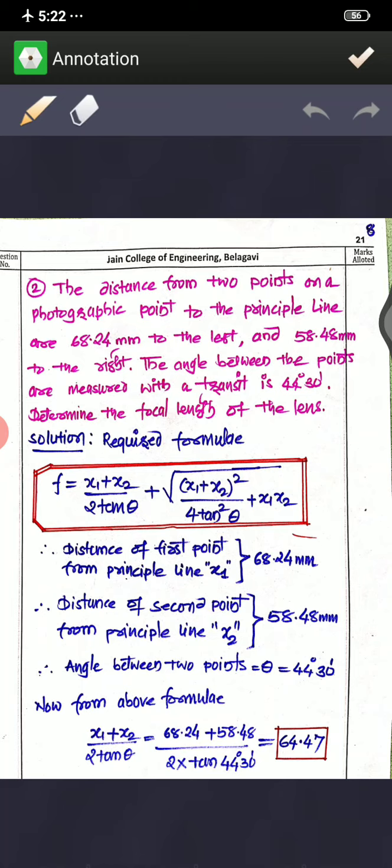I hope you remember the focal length formula. So that formula we are going to use here. In that formula you will be having xa and xb, right? So here I am taking it as x1 and x2. Both the values are given, and along with that the theta value is also given, right? So theta is 44 degrees 30 minutes. So it is very easy, you just use the formula.